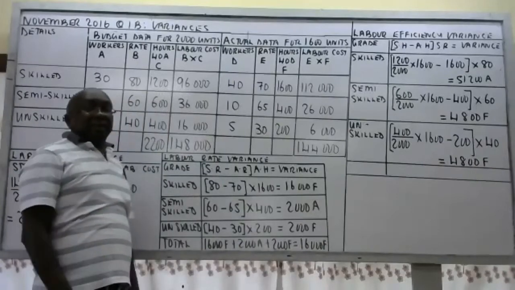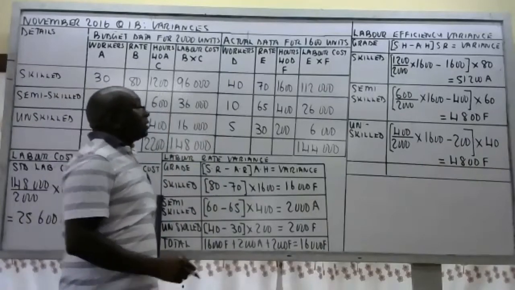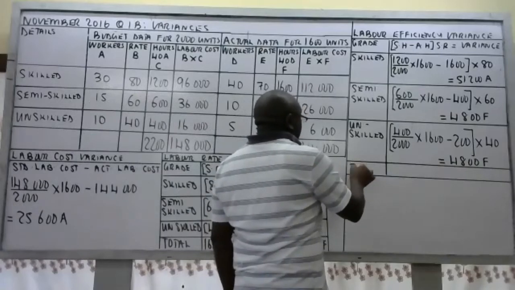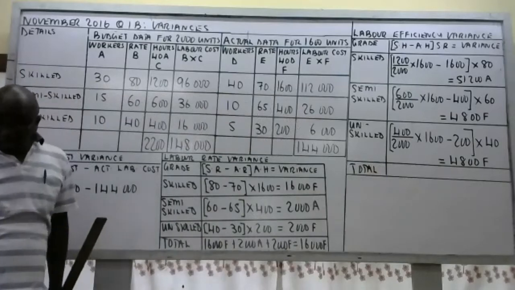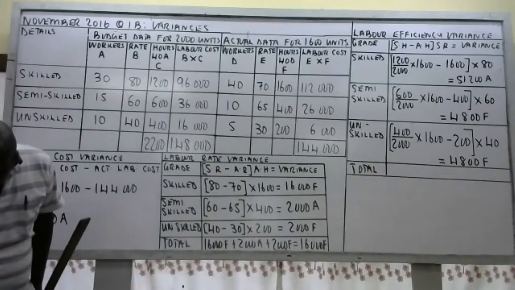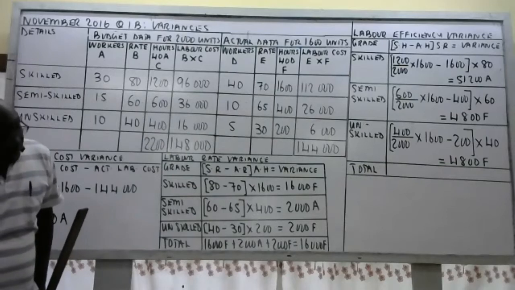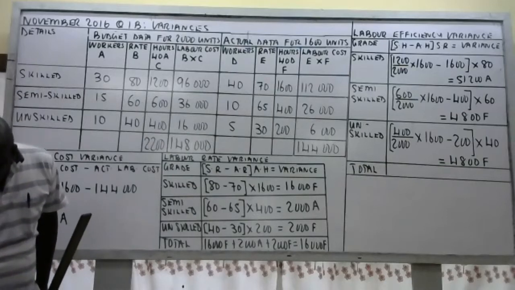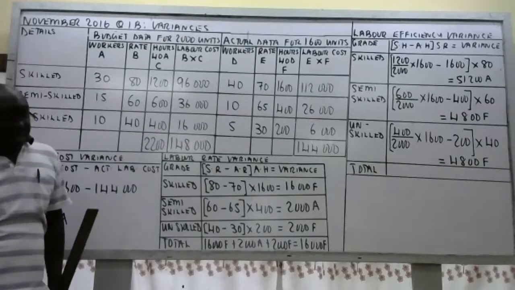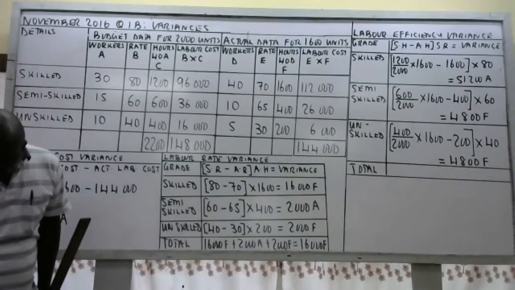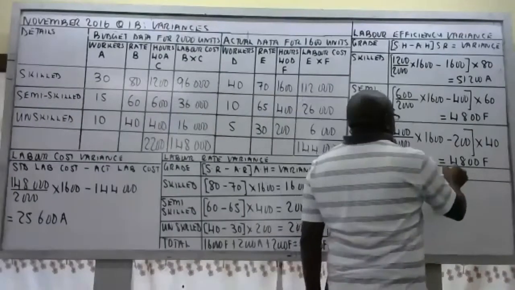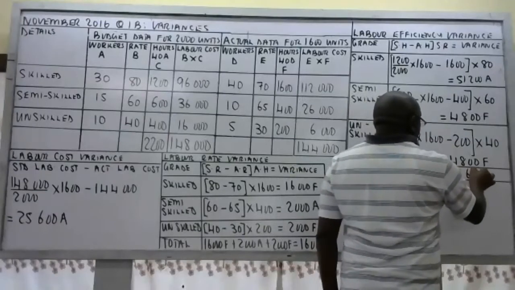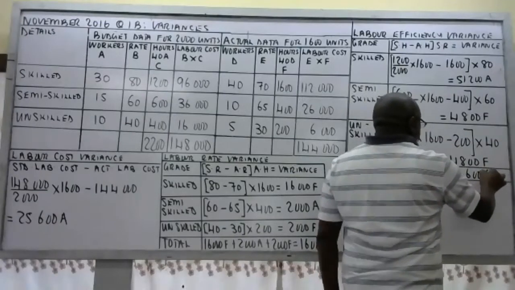So if you combine these three, you take 51,200 adverse, plus 4,800 favorable, plus 4,800 favorable, you should be able to report 41,600 adverse.